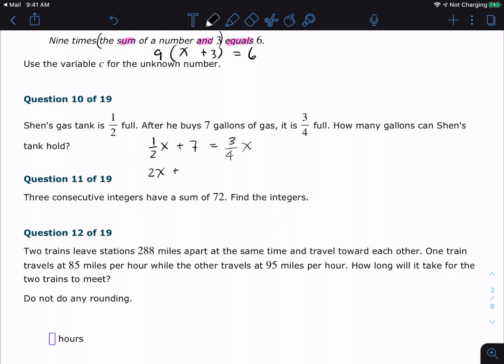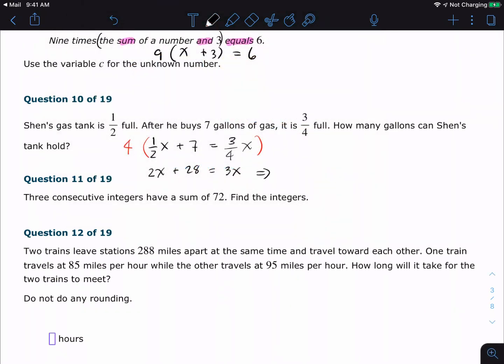7 times 4 is going to be 28. And then 3/4 of 4, the 4s would cancel, and I would get 3x. So what I did there, and I'll do this in a different color just so you guys know, I multiplied everything by 4 to get that next step.